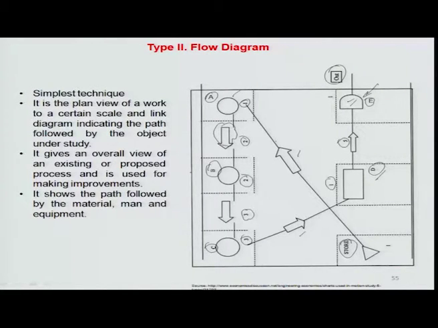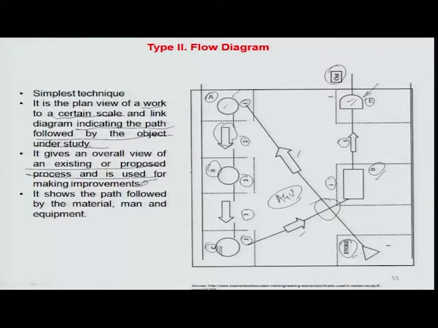So this is a very simple view of the whole work plan, to a certain scale, and you can link the diagram indicating the path followed by the object under study to give an idea of how much length scales are being translated between the storage, the operations, or the different inspection steps. So it gives an overall view of an existing or proposed process and can be used for making improvements to the process. Supposing there is too much crisscross, and you are already seeing a crisscross between the material going from section C to the inspection and the store to A, can I develop some paths where there are not many delays because of the crisscross?